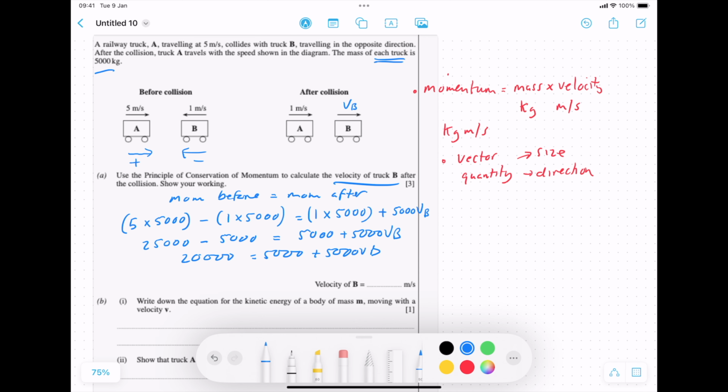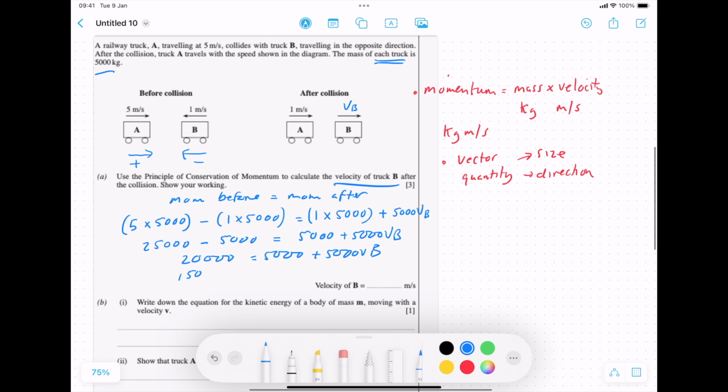The next thing I need to do is subtract 5,000 from both sides. That takes us to 15,000 is equal to 5,000 VB. And then finally, to work out VB, I divide both sides by 5,000. 15,000 divided by 5,000 gives me an answer of 3.